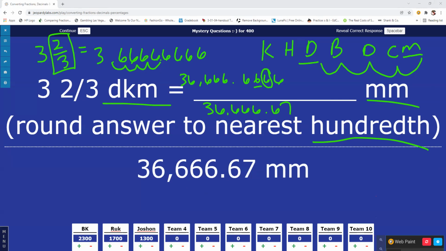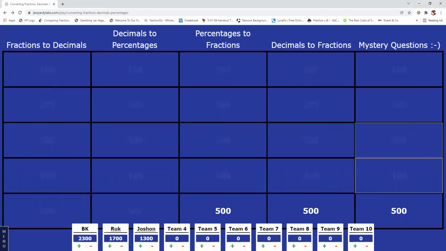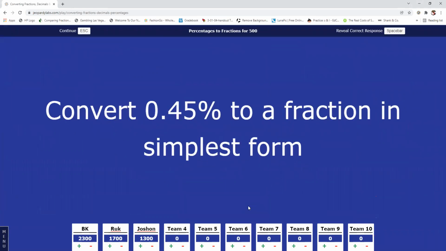All right. Close, but no one got the actual answer. All right, last 3 for 500. Percentages to fractions for 500. Convert 0.45% to a fraction in simplest form.